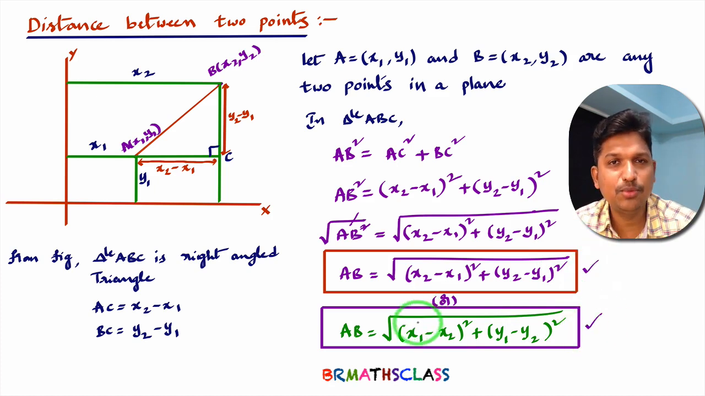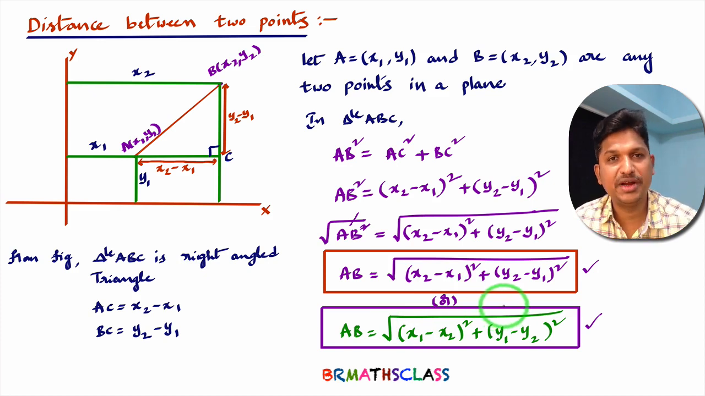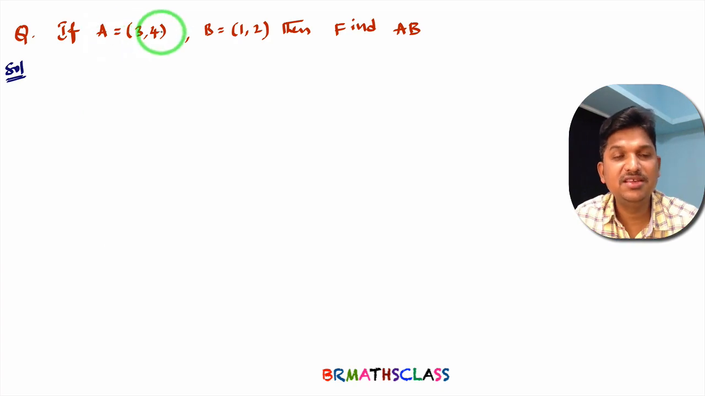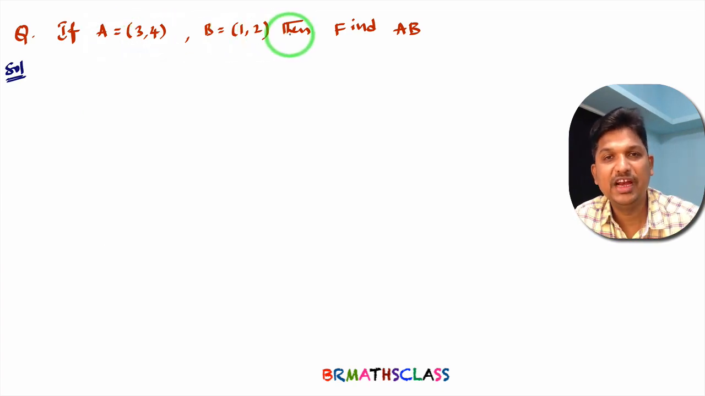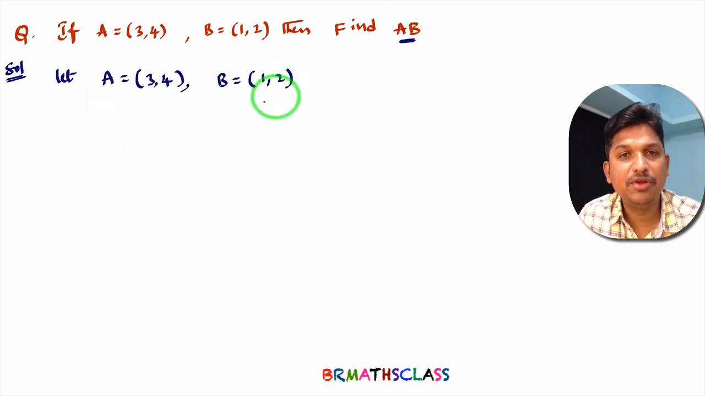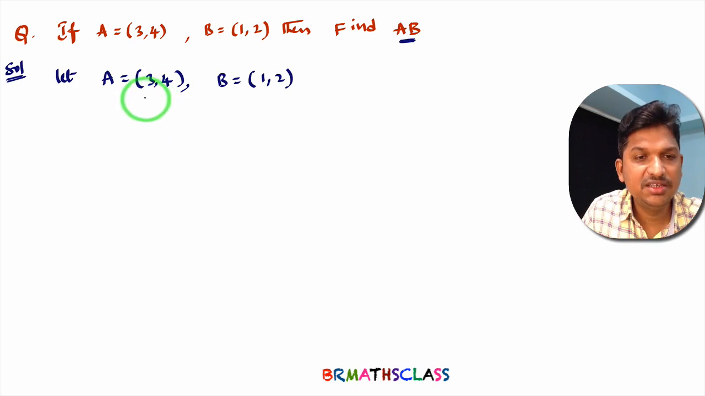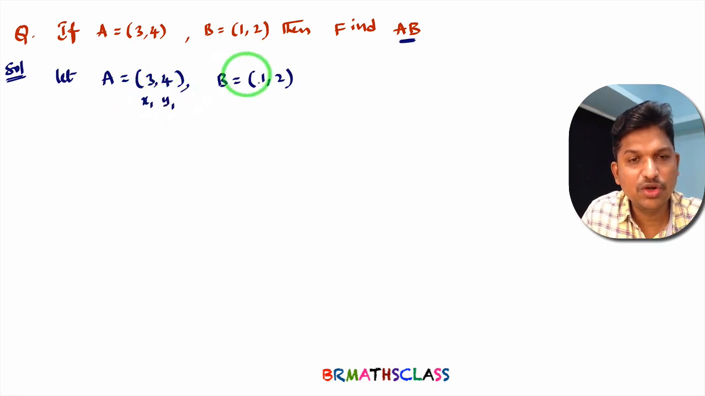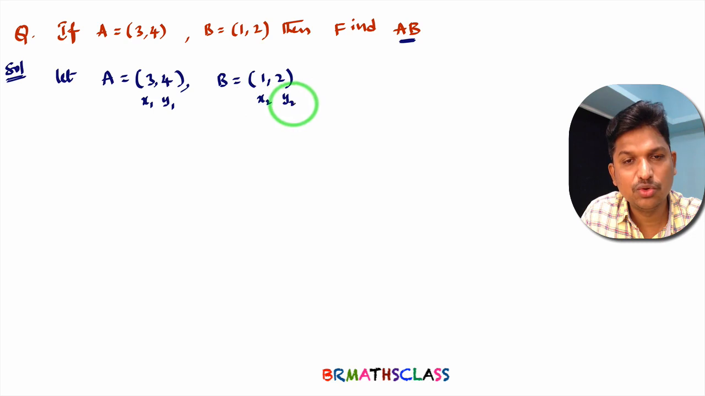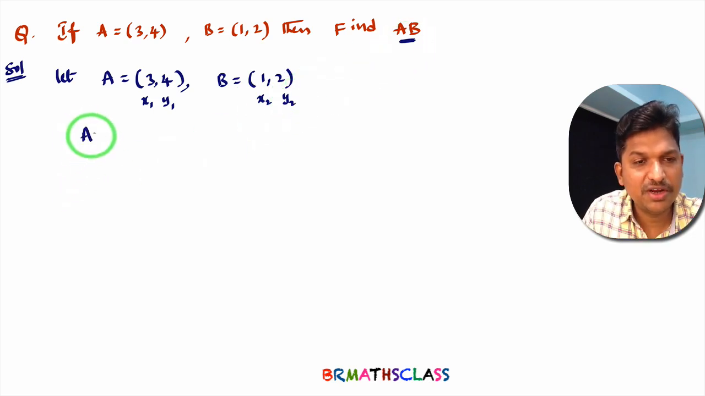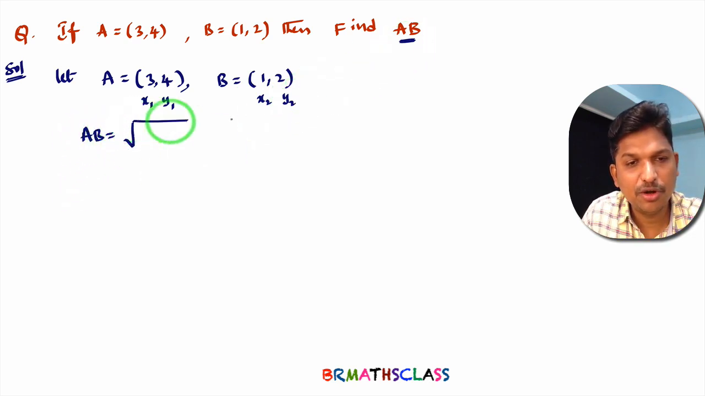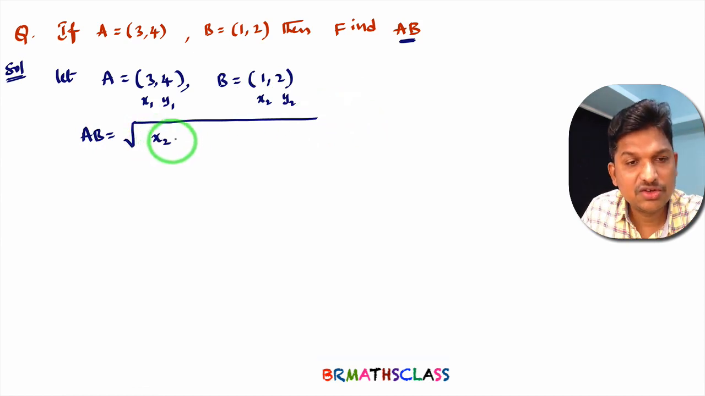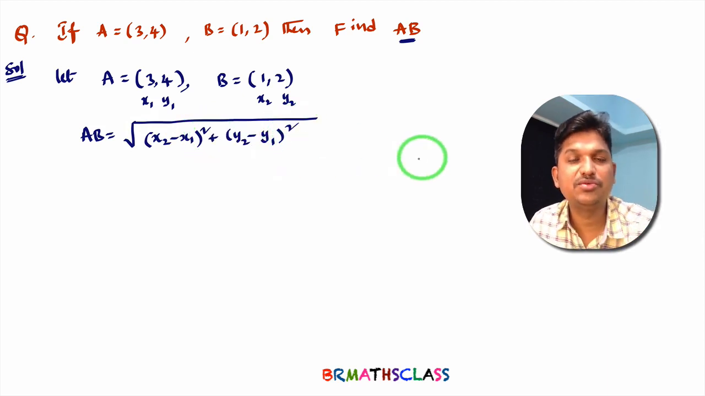Now we'll take an example to understand how we apply this formula to find distance between 2 points. You observe this is the question. A is (3, 4), B is (1, 2), then find AB. That means they are asking distance between the points A and B. I just taken given points A and B. You consider A as (x1, y1) and you consider B as (x2, y2). To calculate distance between 2 points, what is the AB formula? The AB formula is root over (x2 minus x1) whole square plus (y2 minus y1) whole square.